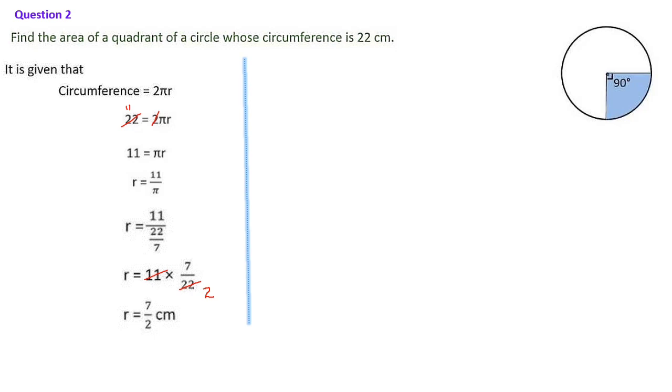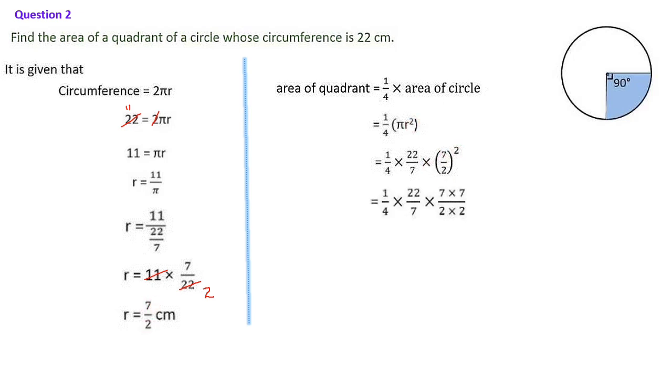Then here we are asked to find the area of the quadrant. Area of quadrant is, as I said before, 1/4 of the area of the circle. We know the formula pi r square. That is 1/4 into pi value 22 by 7 into radius, radius is 7 by 2 square. That means 7 by 2 the whole square. Then 1/4 into 22 by 7 into 7 square means 7 into 7, divided by 2 square means 2 into 2. Then here, as before, we can do a little bit of calculation work.